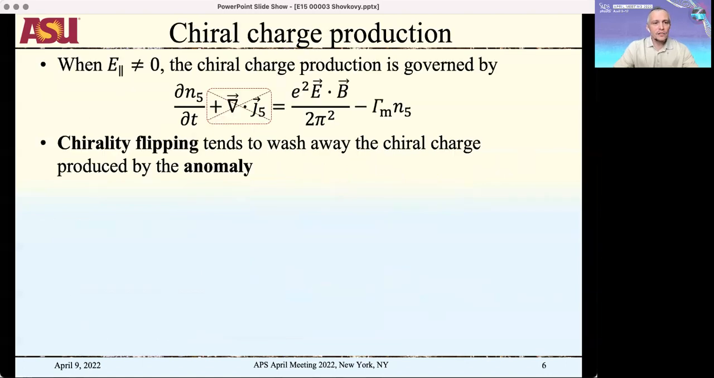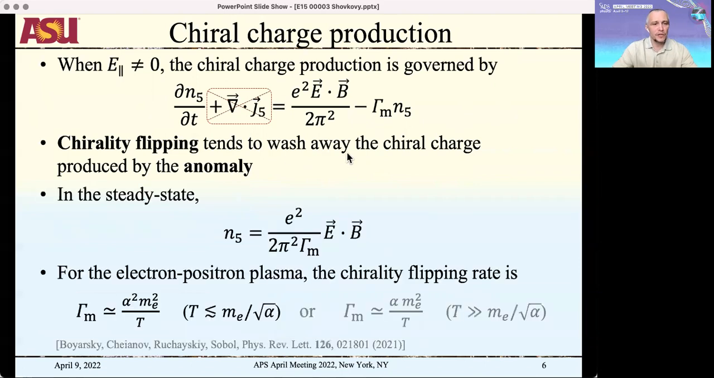Now, in the presence of such an electrical field, E parallel, basically the presence of parallel electric and magnetic fields implies that the chiral anomaly becomes active, and that produces a chiral charge density in the gap. The chirality flipping, of course, will tend to wash away the chiral charge produced by the anomaly. One reaches the steady state solution with the value of the chiral charge proportional to the chiral anomaly, the source, and inversely proportional to the chirality flipping, which washes away that chirality.